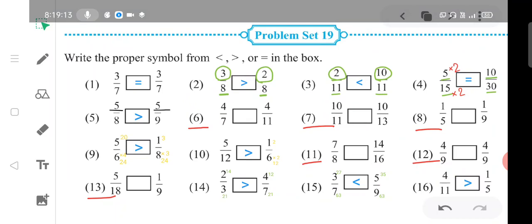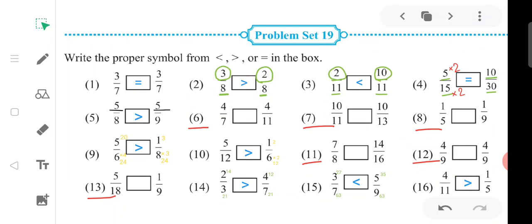Now see, here we complete the problem set 19.